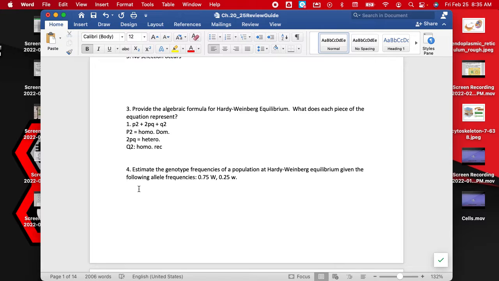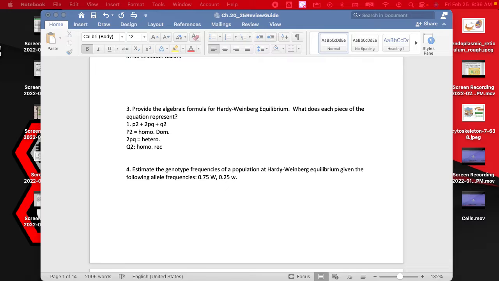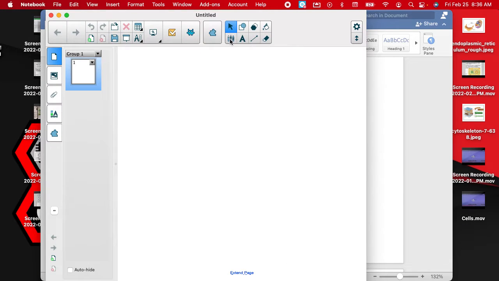Okay, estimate the genotypic frequencies of a population at Hardy-Weinberg equilibrium given the following allele frequencies: 0.75 for a big W, 0.25 for little w. So here, I hope you made a Punnett square, right? I'm going to pull up my notebook. Make a Punnett square. And they already give you your numbers for the top.